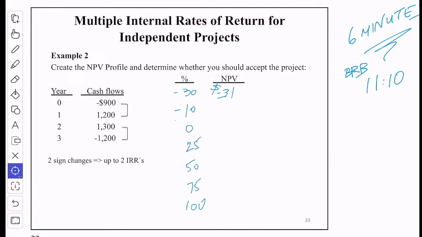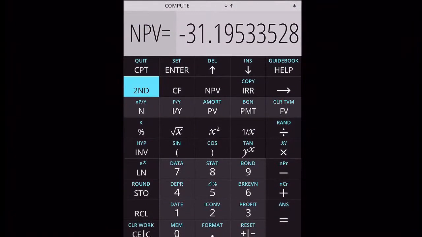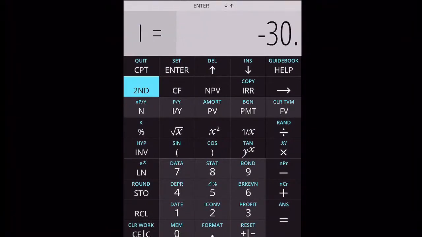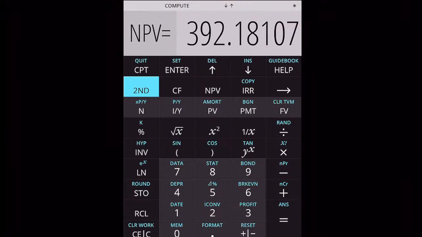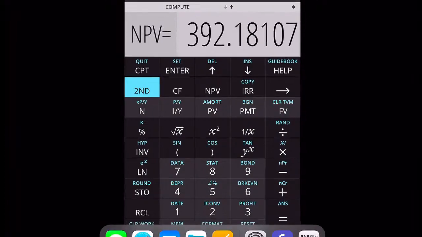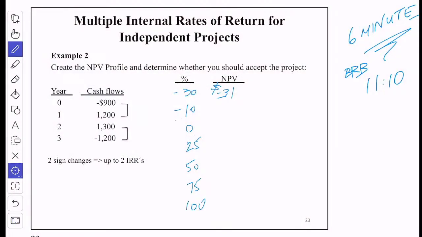So I'm going to put in -10 as the internal rate of return. So it's asking me, so I say 10 negative, enter, scroll down, and recompute. You see, it's a positive 392. So now this is positive 392. And we keep going now, trying to see where it returns to negative.